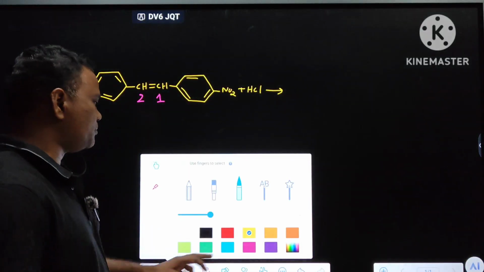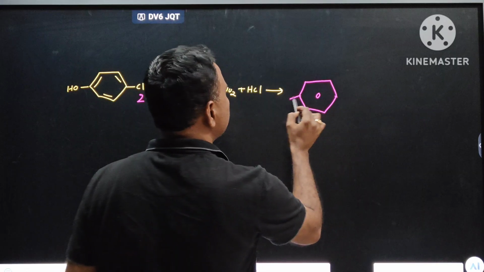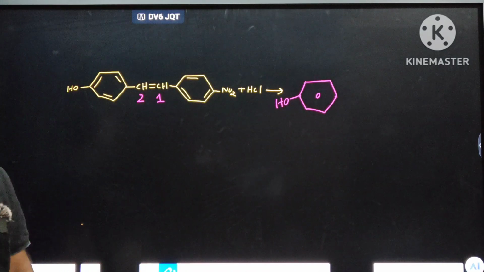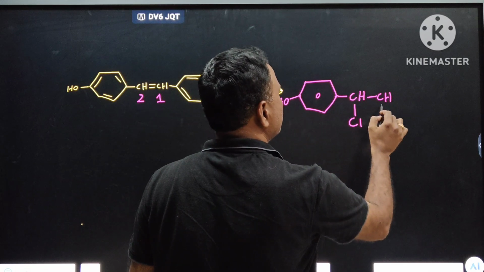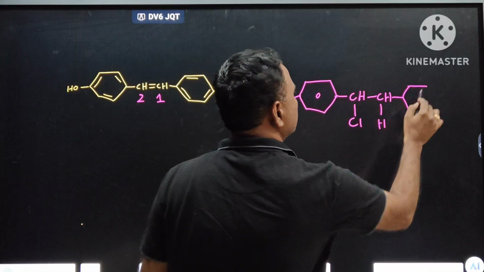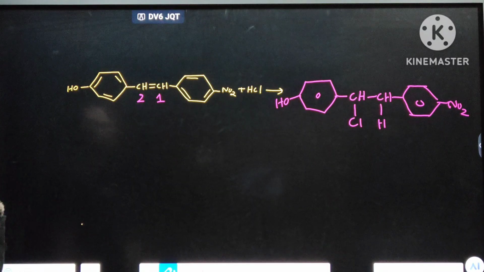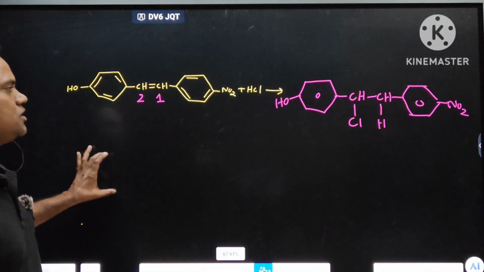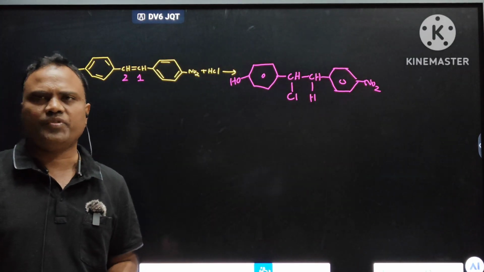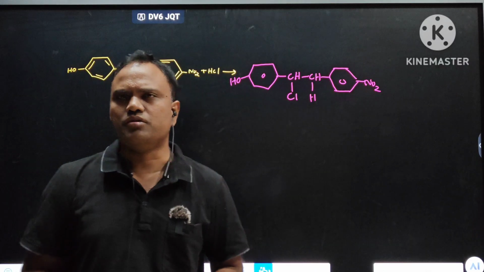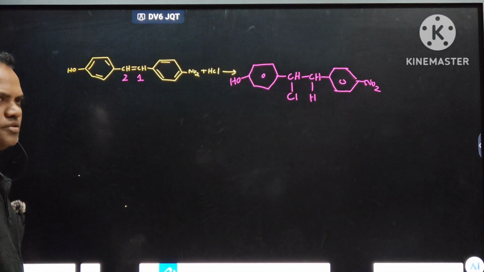First of all, I'll give the product for this. See, in the product Cl will be added at the second carbon. At the second carbon. Look at this. And H will be added at the first carbon. Clear? Let us check the mechanism. Why is Cl adding at the second carbon? Why not at the first carbon? Right. In this question we use resonance application. Okay. Look at this.